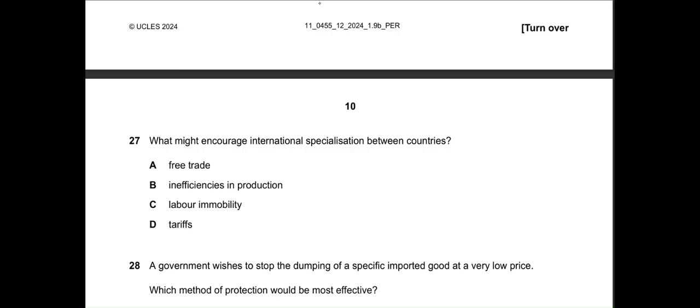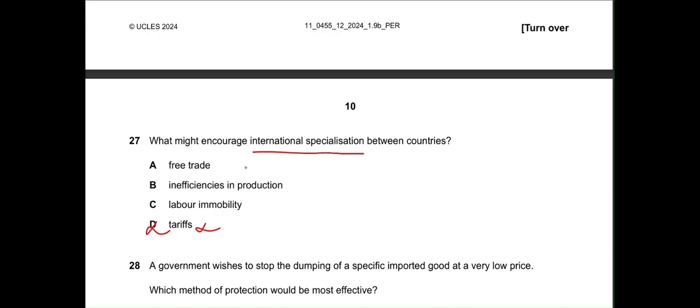What might encourage international specialization between countries? The options are free trade, inefficiencies in production, labor immobility, and the last one, option D, tariff. Now this tariff is directly eliminated, because a tariff is nothing but a tax on imports and exports. If the government is levying taxes, imports and exports would be costlier, so there would be no international specialization between countries.